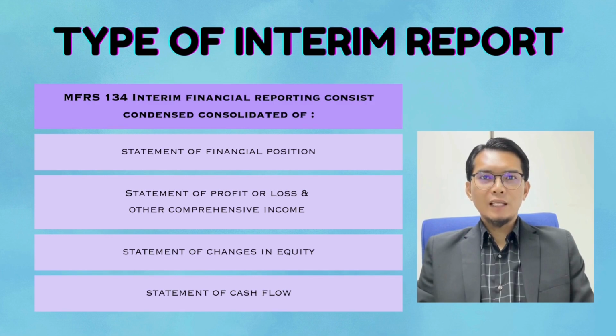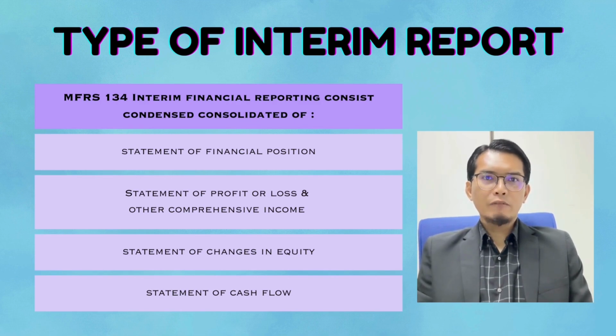Statement of profit or loss and other comprehensive income for the current interim period and cumulative for the current financial year to date with comparative SPOCI for the comparable interim periods. Statement of changes in equity cumulatively for the current financial year to date with a comparative statement for the comparable year to date of the immediately preceding financial year. Statement of cash flow cumulatively for the current financial year to date with a comparative statement for the comparable year to date period of the immediately preceding financial year.